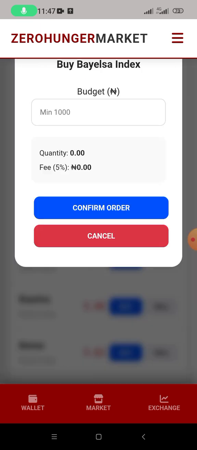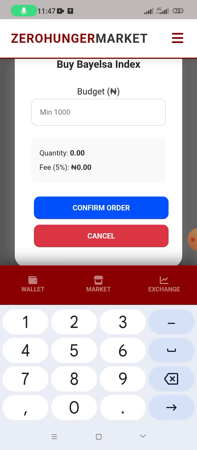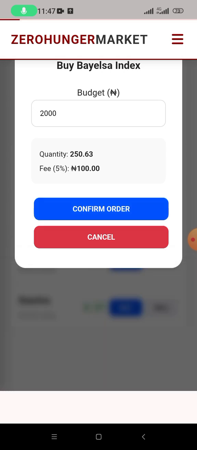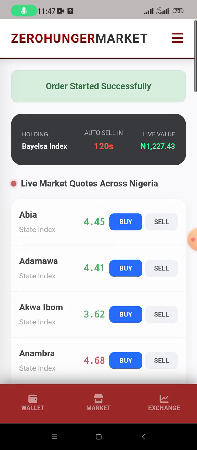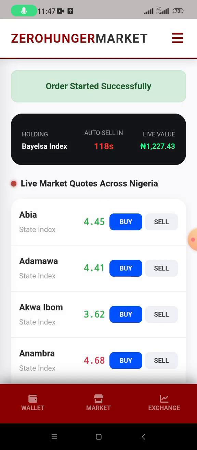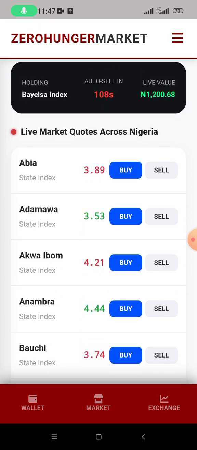You just choose any one of your choice. Let me say I want to trade indices with 1,000. Let me use 2,000 naira so that you see how it operates. I am buying at this. I'll click on confirm order. That is 2,000. Then if you come here, you'll be seeing the live value. So you see now that I'm having a drawdown. It means it is a loss. I'm already having a loss here.